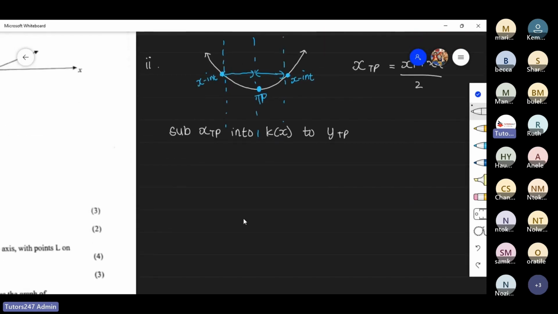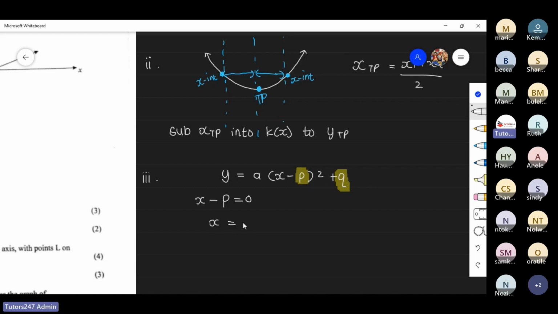Now, the third method that we can use, this method is more of, there's no calculation involved. It's more of extracting values from an equation. So if your function is already in the form y equals a into x minus p squared plus q, so if it's already in the turning point form, all you need to do is extract the values of p and q. That will give you the coordinates of your turning point. So how do we get the value of p? We take what is inside the bracket and equate it to 0.